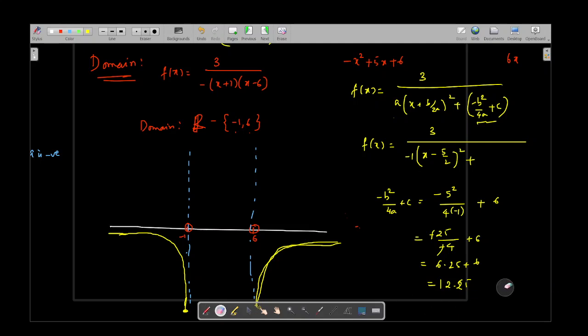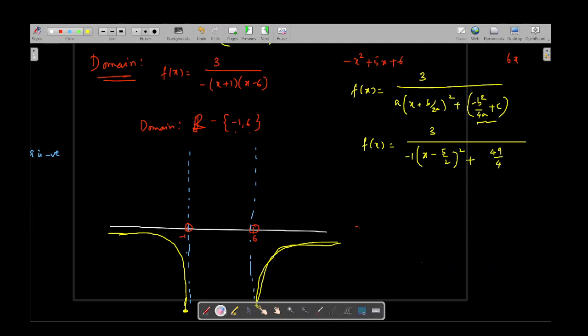Or I can keep it in fraction, because we have 3 in the numerator. So I'll have 25 plus LCM. If I take 6 into 4 is 24 divided by 4, which is 49 by 4. So this value is actually 49 by 4. So this is the standard form I have to bring in.